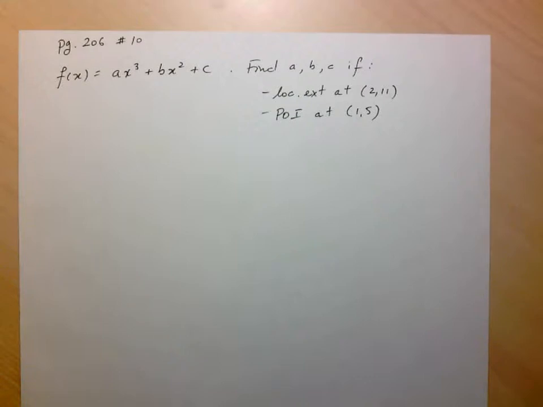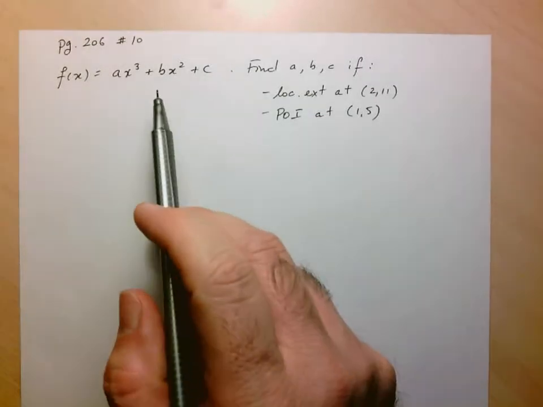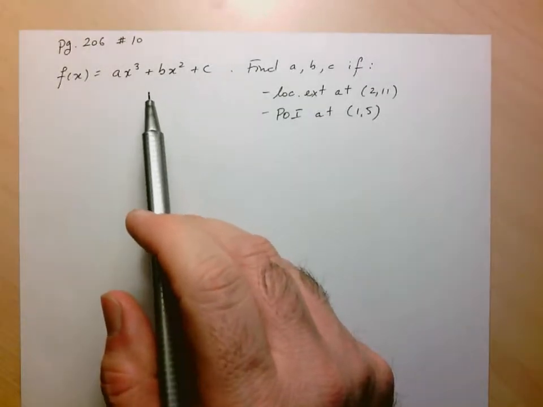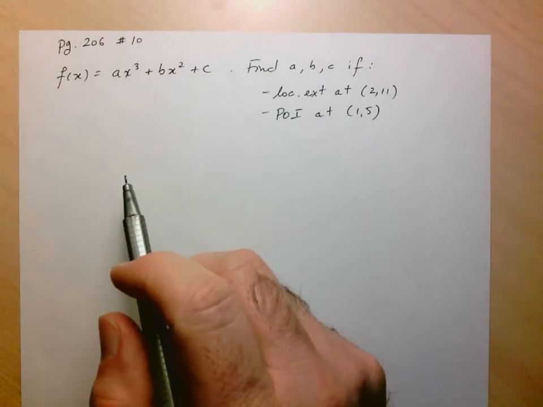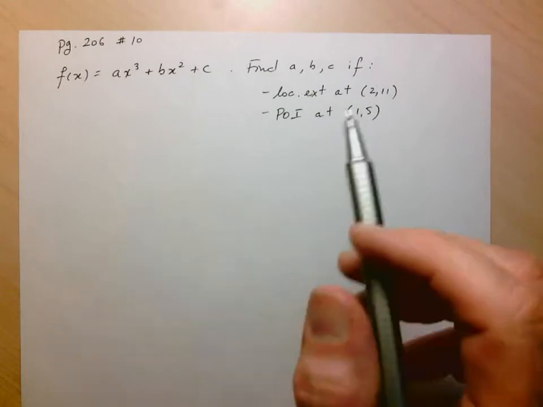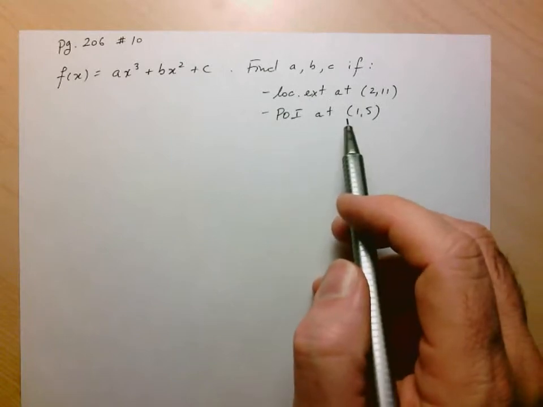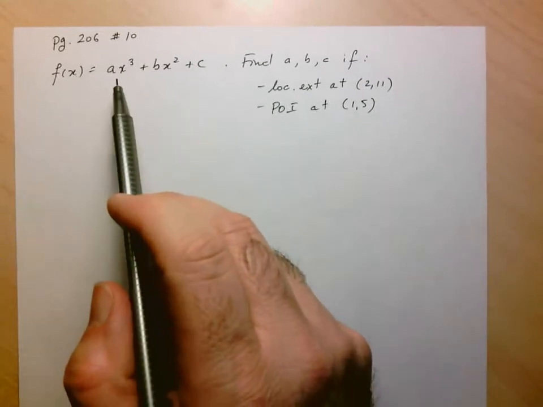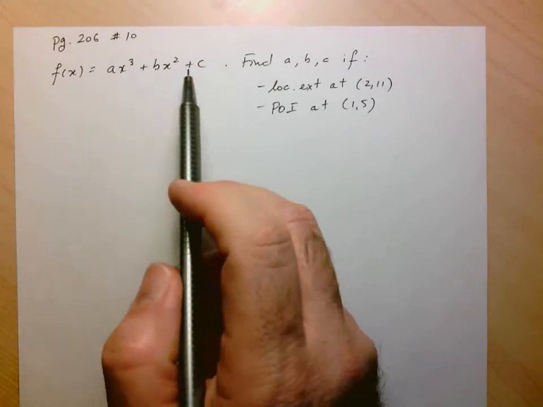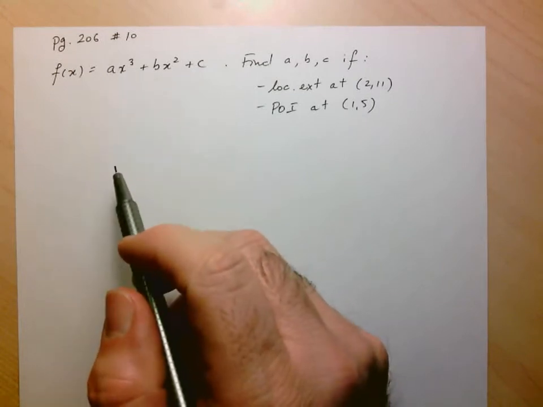Hi folks, we're going to take a look at number 10 from page 206. So they give us this cubic polynomial and they want us to determine the missing coefficients A, B, and C. The information they give us is that there's a local extremum at (2, 11) and there's a point of inflection at (1, 5).